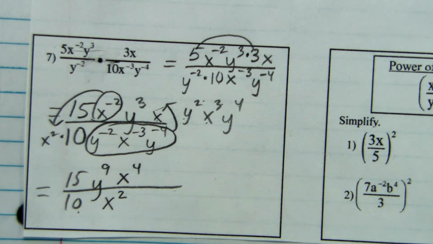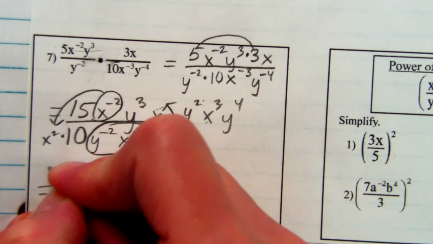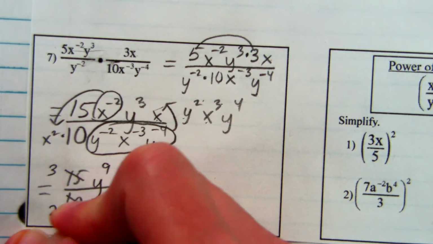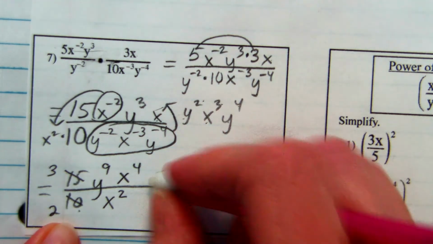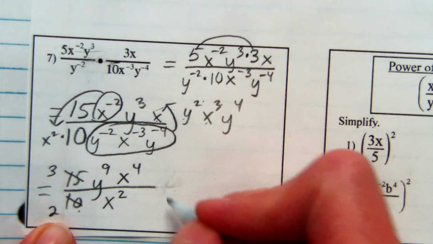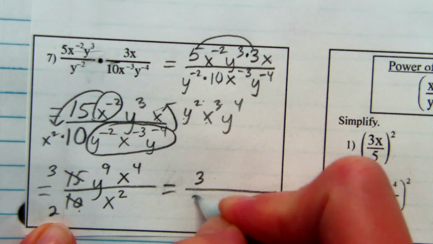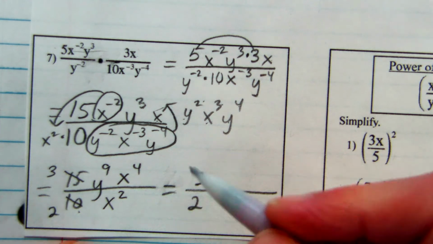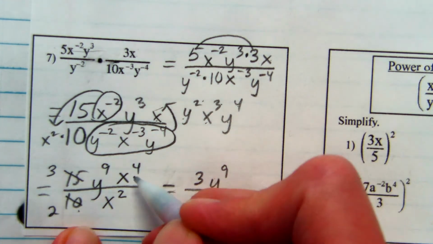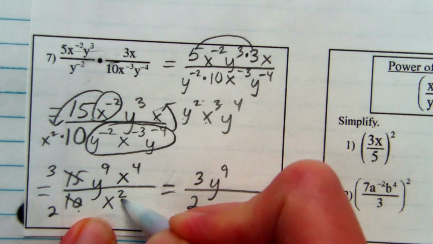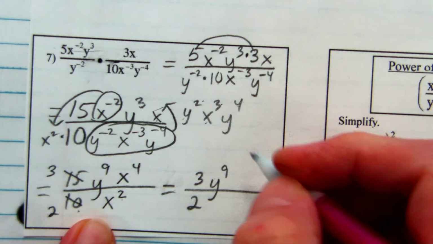And at this point, we can go ahead and reduce that 15 and 10. It is improper. We're going to leave it improper, but we will divide it by 5. So I will get 3 and 2. So on my final answer, there will be a 3 and a 2. Go ahead and get those on there. And then I can leave the y to the ninth there. I have x to the fourth on the top and x squared on the bottom. So what happens with that?